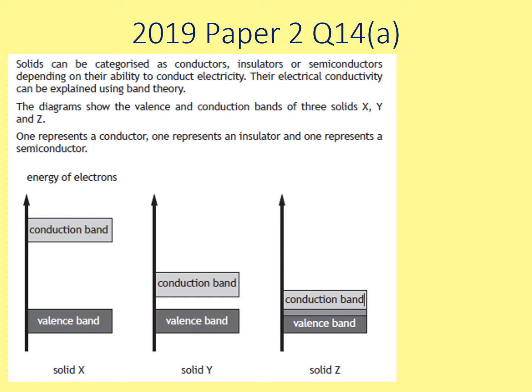2019, paper 2, question 14a. Solids can be categorized as conductors, insulators, or semiconductors depending on their ability to conduct electricity. Their electrical conductivity can be explained using band theory. The diagram shows the valence and conduction bands of three solids, X, Y, and Z. One represents a conductor, one represents an insulator, and one represents a semiconductor.